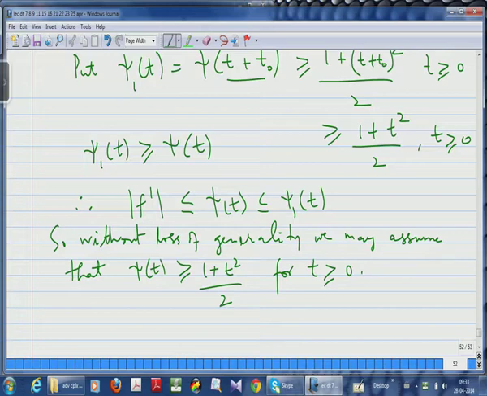Now, namely if not, you replace psi by psi 1, and call psi 1 as psi if you want, again. And then the next reduction I am going to make is that I am going to assume that psi is also a continuously differentiable function of t. That is because psi is a monotonic function, and I can always approximate it by a continuously differentiable function.